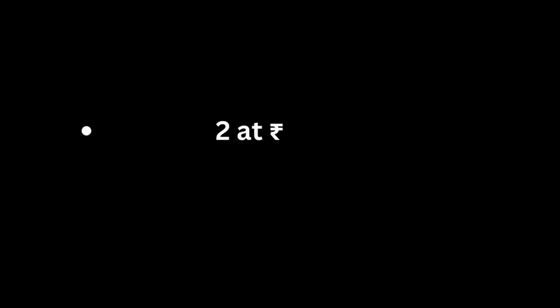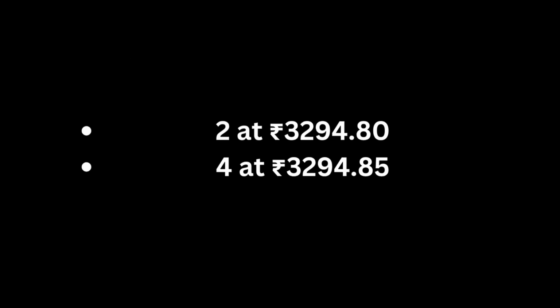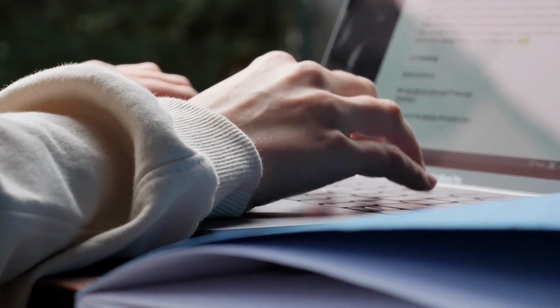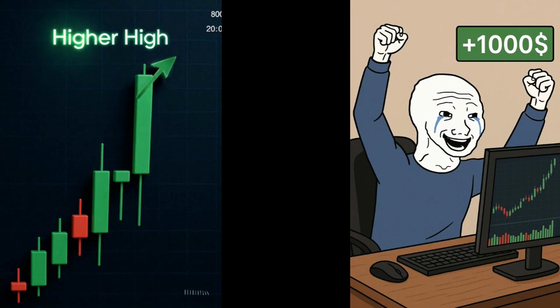For example, if the top offer price is 3,294.80 and only 2 shares are available at that price, that's the best deal for buyers. But if you want to buy 10 shares, you'll get 2 at 3,294.80, 4 at 3,294.85, and 4 at 3,295.0. And that's how prices move, based on how supply and demand match. Similarly, if you're selling, you'll look at the bid prices. The higher the bid, the better for sellers.